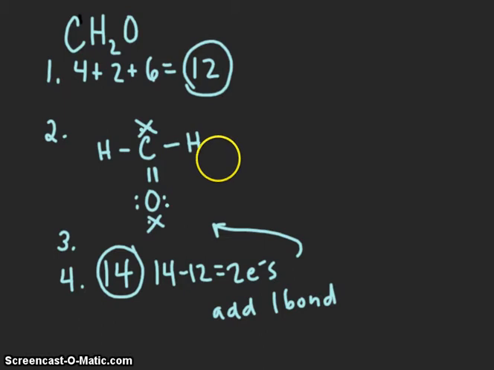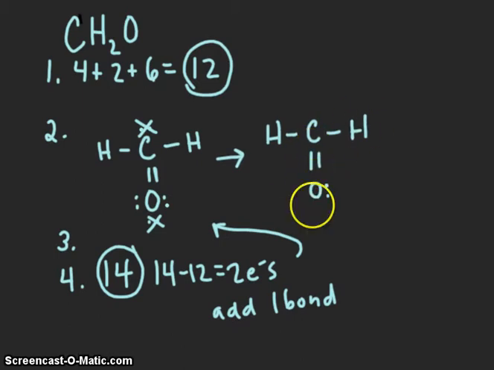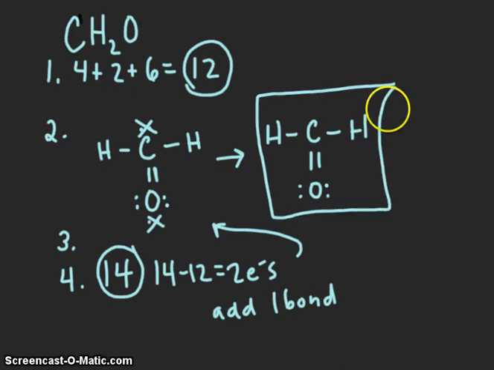So again, anytime you add a bond, you're going to take away a pair of electrons from each atom it touches. So my final structure is H single bonded to carbon, single bonded to H, double bonded to O, with lone pairs on your oxygen. There is your final dot structure.